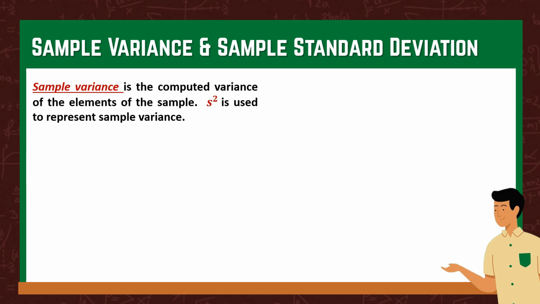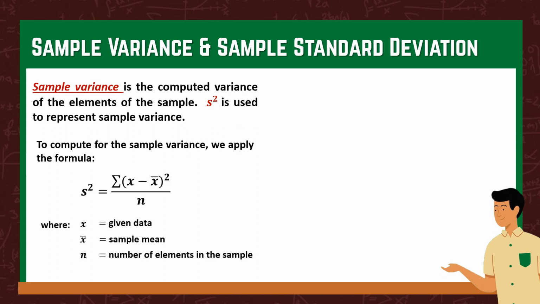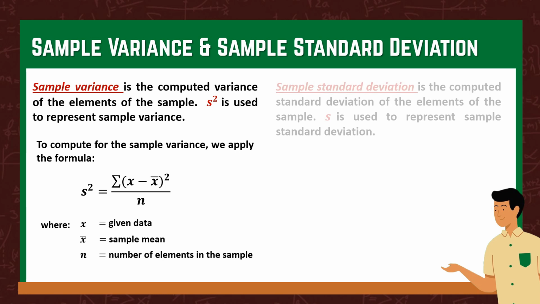Sample variance is the computed variance of the elements of the sample. S squared is used to represent sample variance. To compute for the sample variance, we apply the formula. S squared is equal to the summation of x minus x bar squared divided by n, where x is the given data, x bar is the sample mean, and n is the number of elements in the sample.